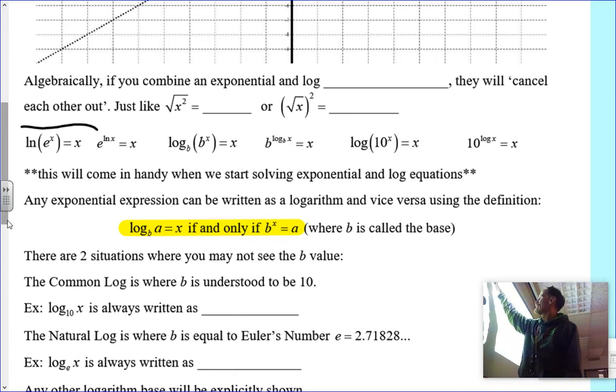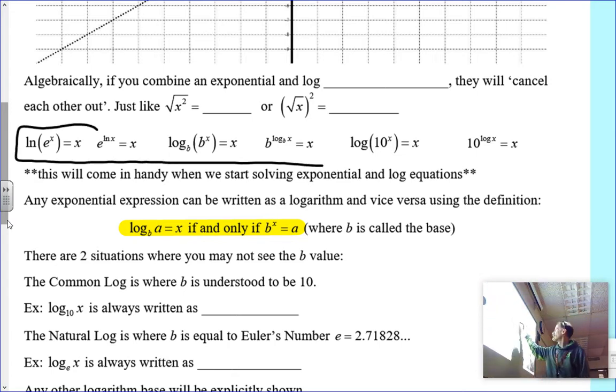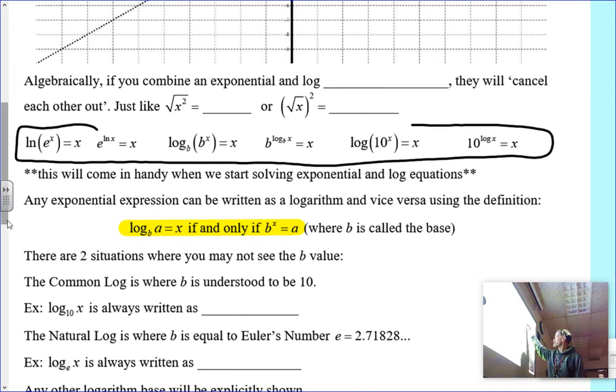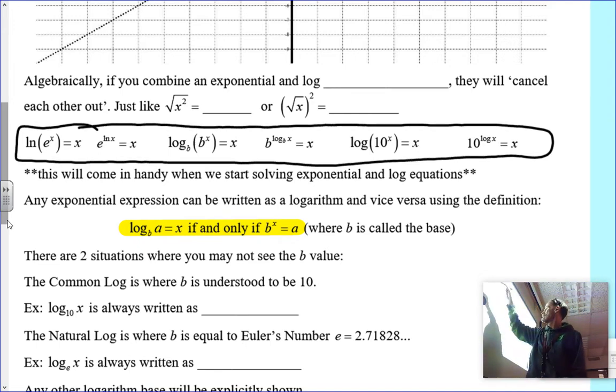So this line right here, I like highlighting. These are just all true statements. Again, you don't need to memorize these by any stretch. But notice they all combine an exponential and a log in different ways, and it ends up being just plain old x. In other words, the log and the exponential basically cancel each other out, okay?